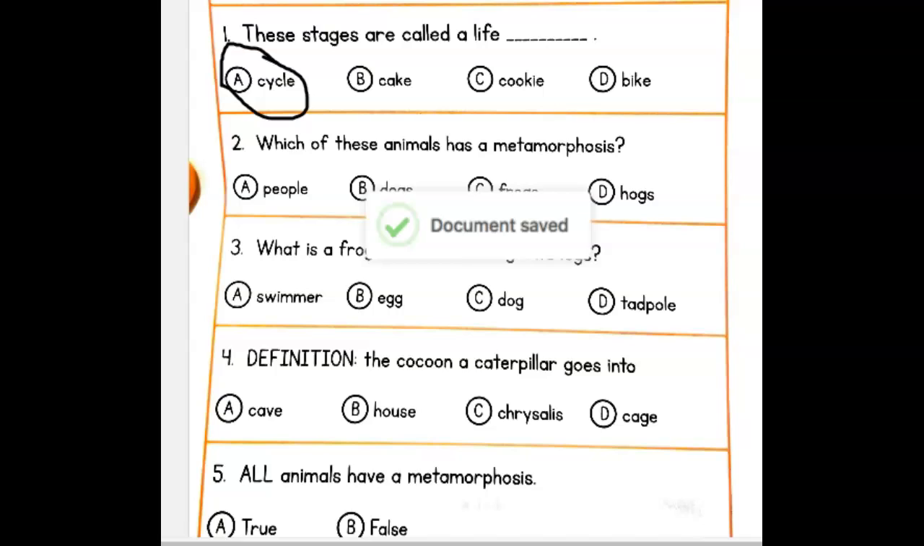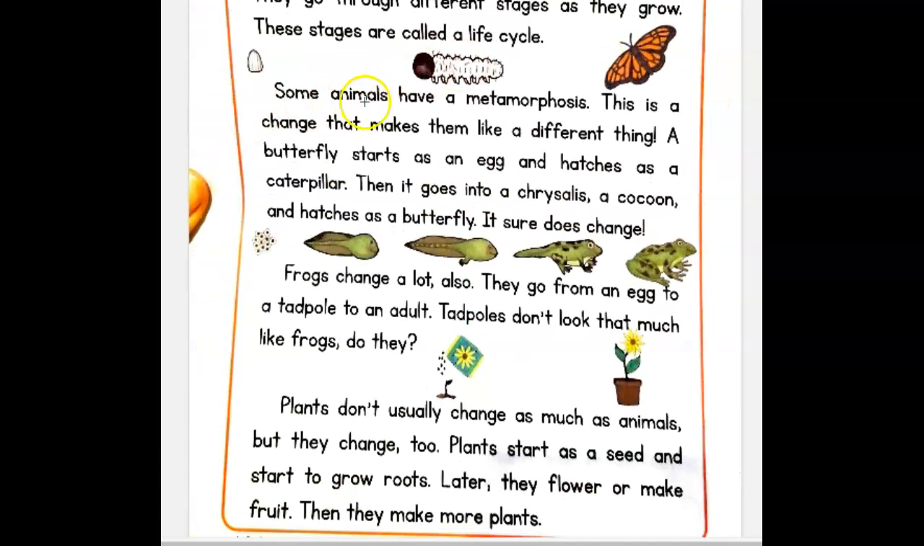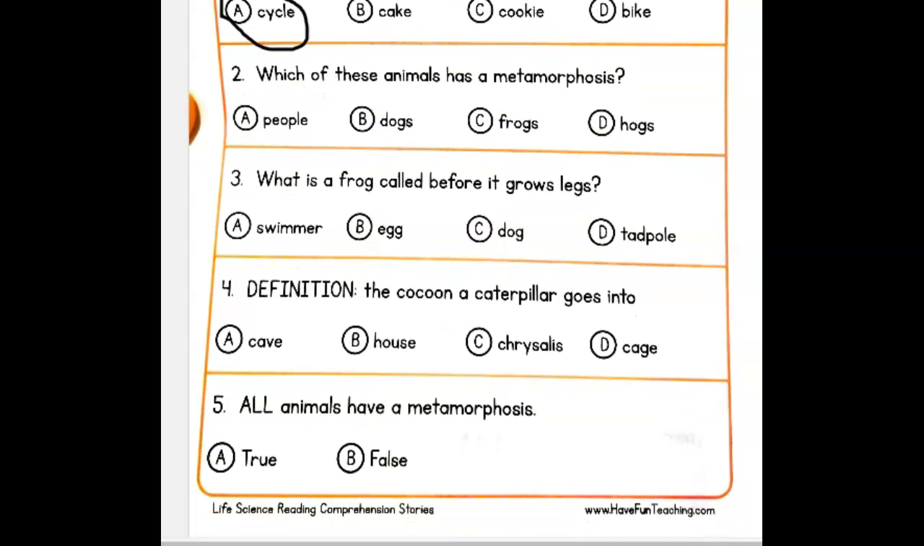Number 2, which of these animals has a metamorphosis? Is it A, people; B, dogs; C, frogs; or D, hogs? What do we think? If you need to look, we could go back into our story. And right here it says some animals have metamorphosis. They're talking about caterpillars and butterflies, and then they're also talking about frogs. So what's our answer? Our answer is C, frogs.